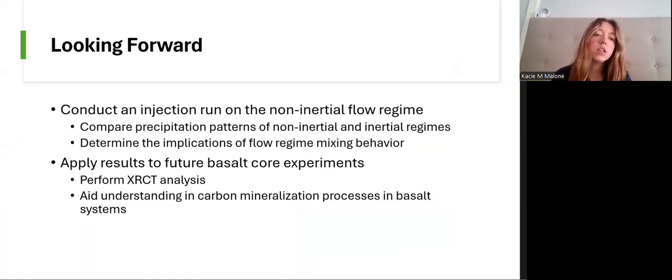Looking forward at future research that is planned to enhance the results of the study, we next plan to conduct an injection run on the non-inertial flow regime. This would mean a lower flow rate, and the goal would be to compare the precipitation patterns of the non-inertial and inertial regimes and ultimately determine what implications flow regime has on mixing behavior. Additionally, there are future plans to expand these results to basalt core experiments. Performing reactive injection in basalt cores would help aid in understanding how carbon mineralization processes occur in basalt systems, again, to be applied to mitigation of climate change.